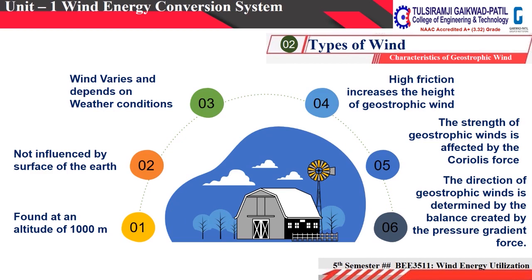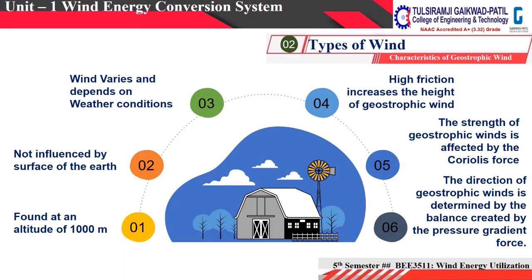The geostrophic wind is generally found at an altitude of 1000 meter above the ground level, and is not very much influenced by the surface of the earth. The distance from the ground to the geostrophic wind varies and depends on the weather conditions and surface roughness as well. High friction increases the height of the geostrophic wind.